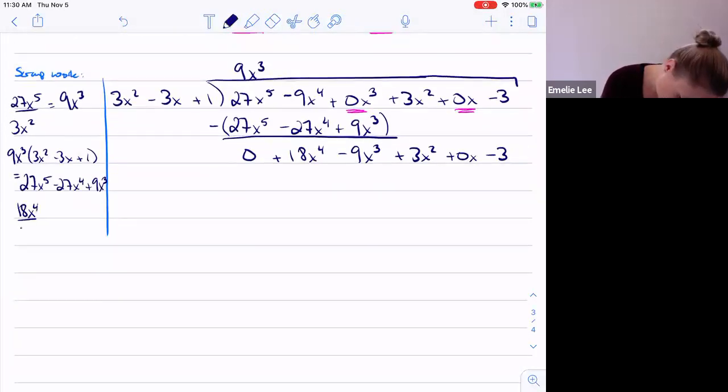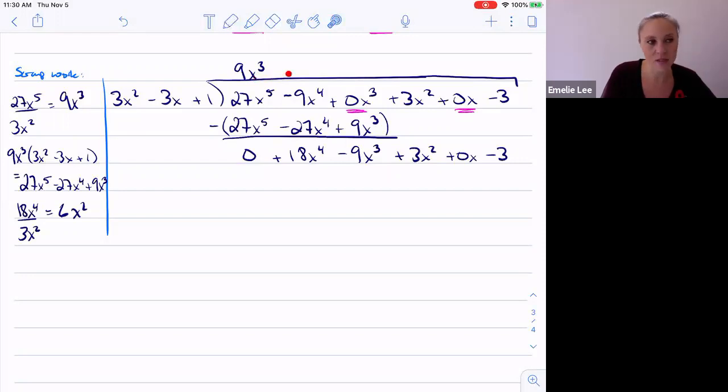18x to the 4 divided by 3x squared is 18 divided by 3, which is 6. X to the 4 divided by x squared is x squared. Makes sense because our next term should be 1 degree less than the previous one, right? So if you're checking your work, that's one way to do it. So plus 6x squared.